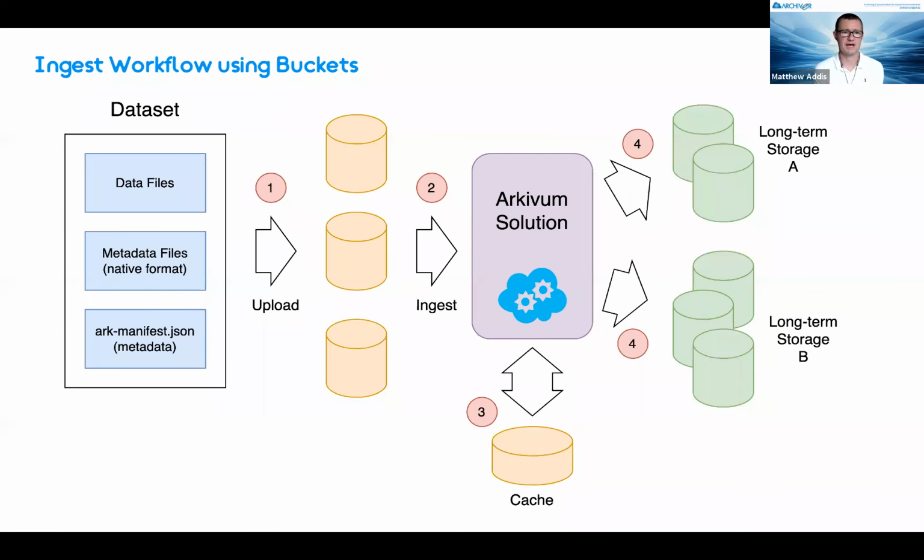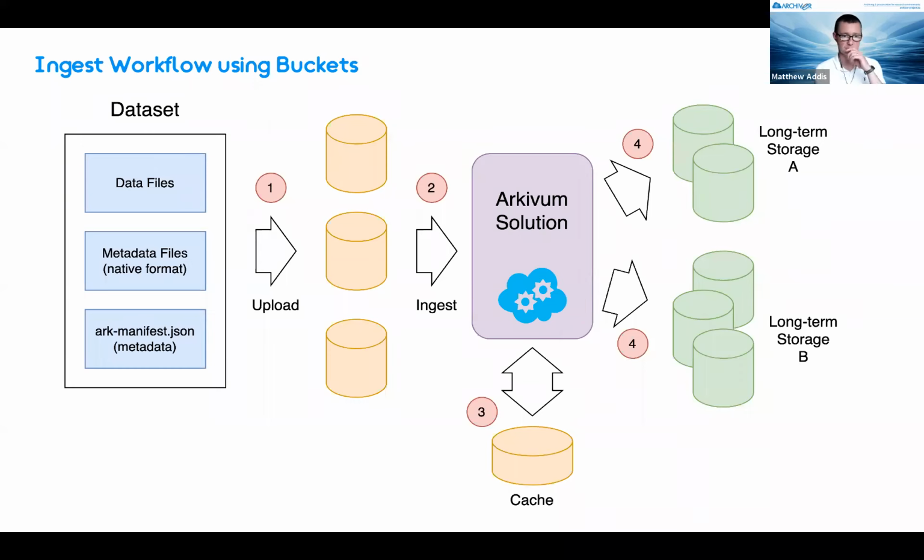So this is the workflow that happens. You have a data set containing some data files, some metadata files. Those might be in their original native format. And something I'll talk about a little bit later on is a thing that we call the Arc Manifest, which is a description of how to process the data set. So how to process the metadata files, where to store the data files, how to structure the data set inside the archive and so on. So a data set consists of these three things.